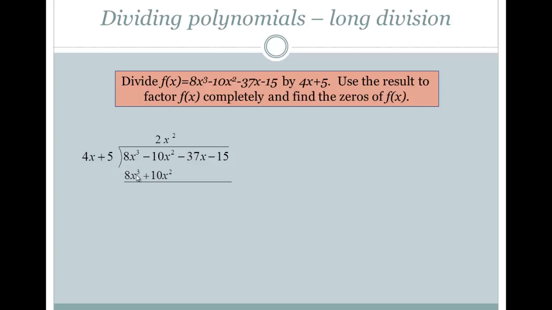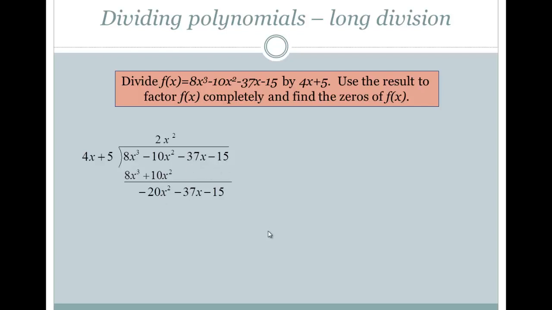All right. The next step in long division, hopefully you guys remember long division from your grade school days, is to subtract. And so this term is going to cancel out, and we're going to get negative 20x. We have to change signs here. Okay, so I get negative 20x squared, bring down these other two terms.